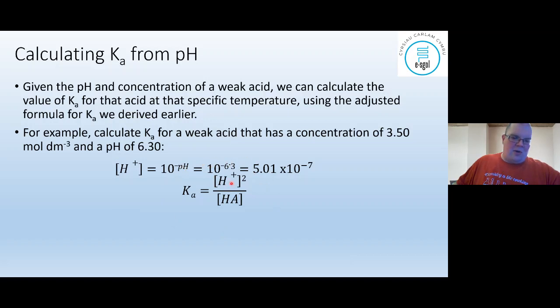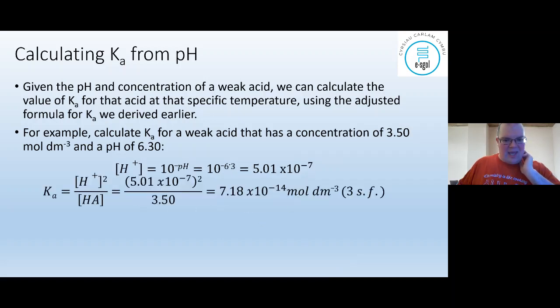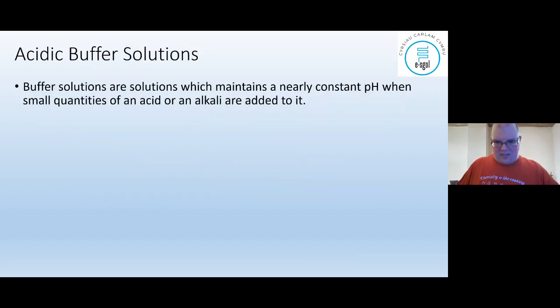Ka is equal to H plus squared over HA. So then we just plug those numbers in because we've got 5.01 times 10 to the minus 7 for H plus, and HA is the same as what we were given in the question, 3.5. So there we go, we plug those numbers in, and Ka comes out for this particular acid at 7.18 times 10 to the minus 14 moles per dm cubed. Okay, so calculating Ka from pH is pretty simple.